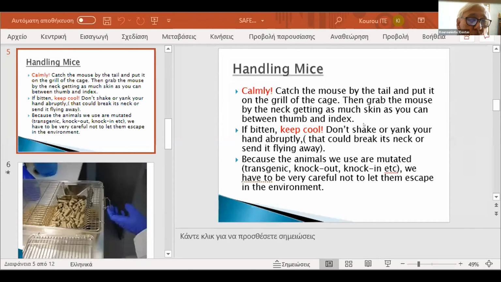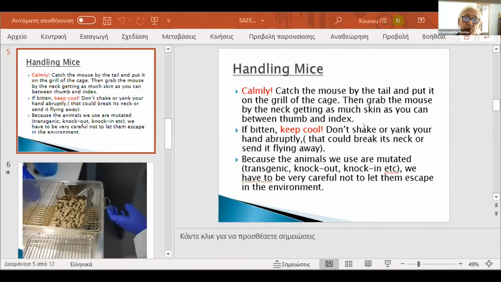But if anyway you do get bitten, please keep cool. Don't shake or yank your hand because that will break its neck, especially in younger mice. And of course, it could send it flying away, which has happened before.